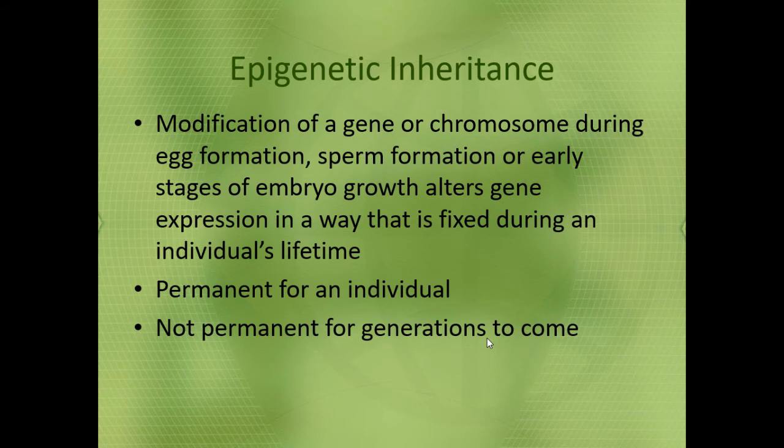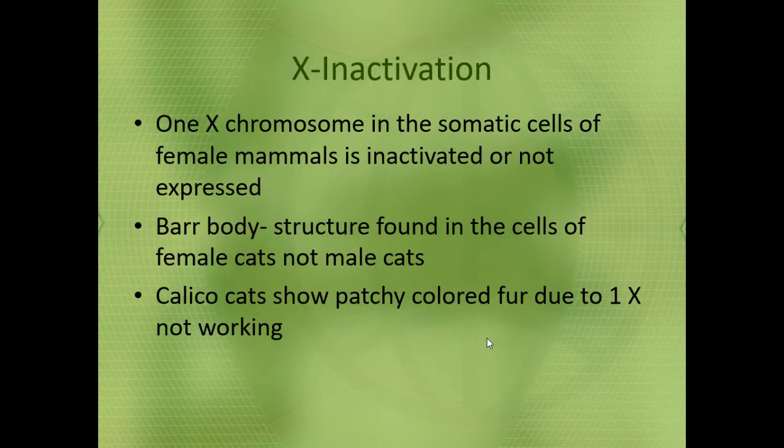We're almost done here. And I know this is a lot to take in at one time. Don't worry, gene mapping and gene linkage when we actually do examples are not this confusing. So epigenetic inheritance is a modification of a gene or chromosome during egg formation, sperm formation or early stages of embryo growth that alters gene expression in a way that is fixed during an individual's lifetime. It is permanent for the individual, but it is not permanent for their children or for their children's children. It's only permanent for that person.